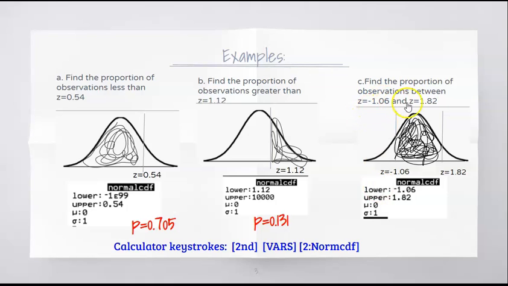Again, if you're dealing with z-scores, your mu is always 0, sigma is always 1. This gives me a p-value of 0.821.